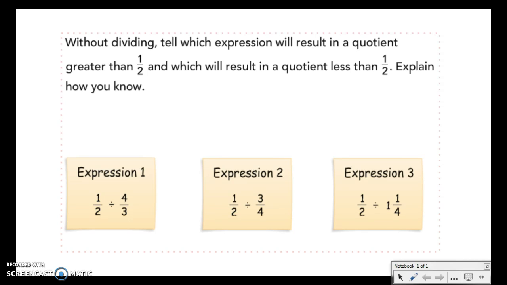We talked about how to divide fractions the last time we talked about this, so I want you to think about that and how we can figure this out without actually dividing. I'm going to give you a second to think about that, and go ahead and pause the video so you can work it out in your head or on a piece of paper and figure out which of these three will be greater than 1/2 and which will be less than 1/2.